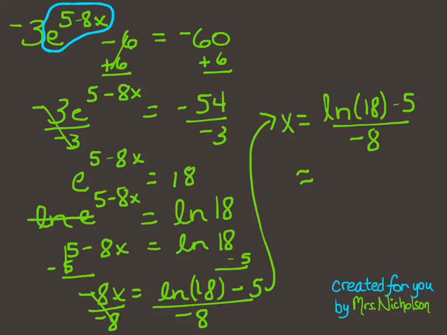And again, we could put that in our calculator and get a decimal approximation, which would be, give me just a moment, natural log of 18 minus 5 divided by -8, approximately 0.263. So one more time, pause the video and try the last one on your own.